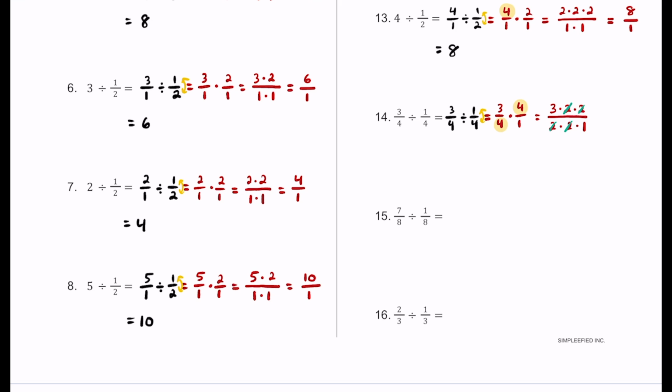And then on top we're just left with a 3, and the bottom we're left with a 1. So 3 over 1. And so this answer is just going to be 3. So imagine you had 3/4 of a cookie and you split them into quarter-sized pieces. There'd be 3 of them.